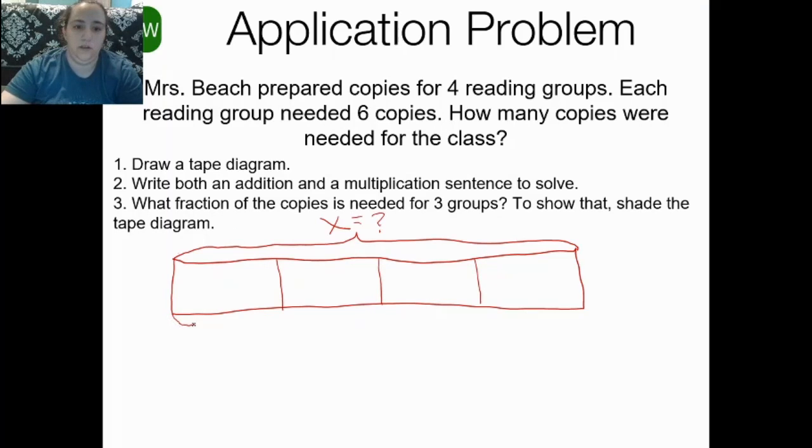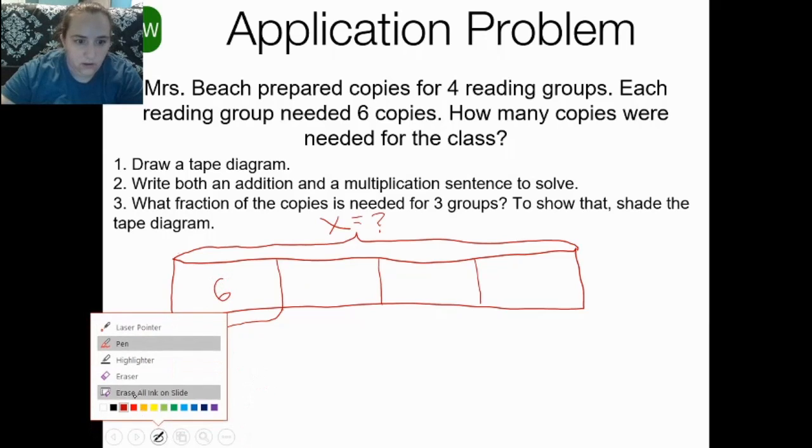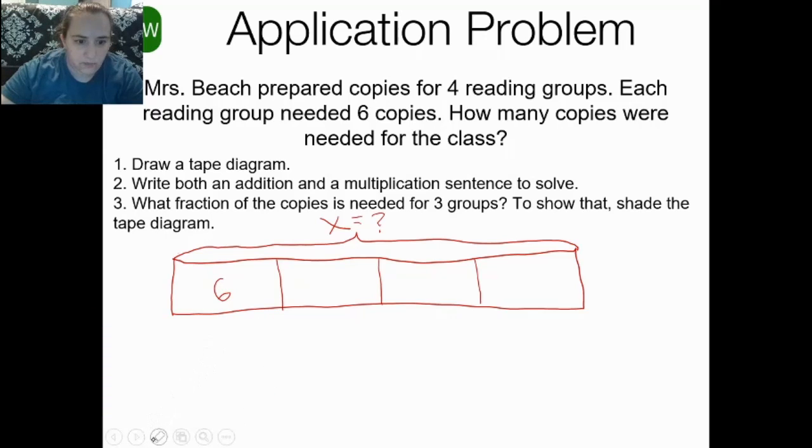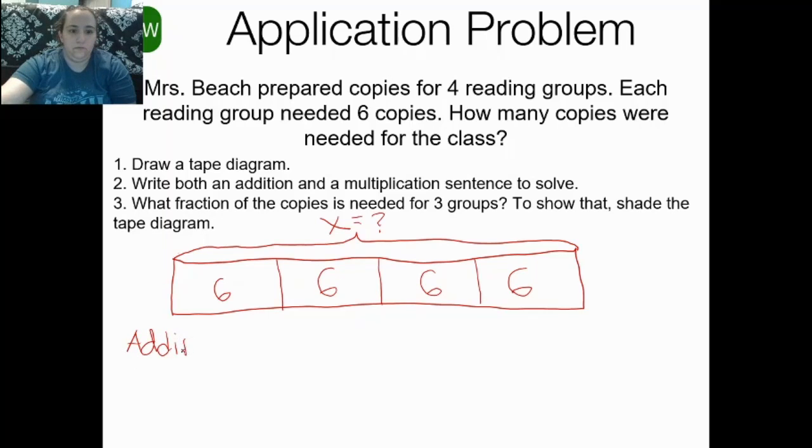So each one of these is worth 6, right? So we have 6. Actually, no, I'm gonna erase this real quick. I'm gonna just put the 6 inside there. So we need 6 copies for each. So now it says we need to write both an addition and a multiplication sentence to solve. So I'm gonna put addition here. And so we're going to put our addition sentence, and then we're going to put our multiplication here.